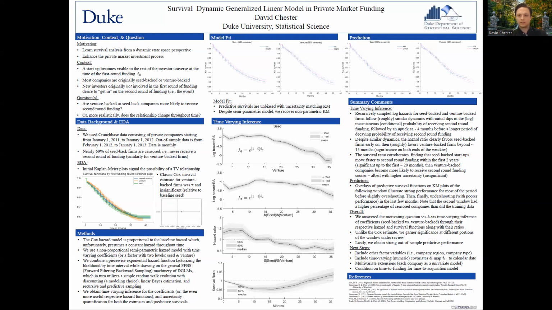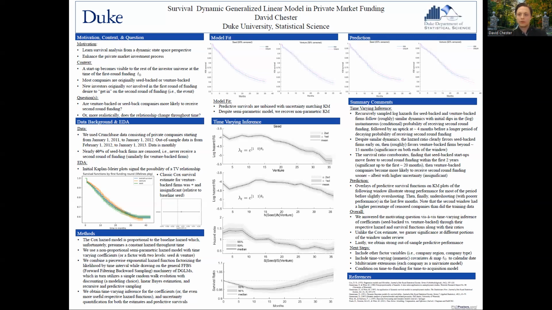round funding, i.e. the event at any point in time, conditional on having not received funding up until that point in time, and two, which company type, seed-backed or venture-backed, is more likely to receive second round funding sooner than the other at any given point in time.